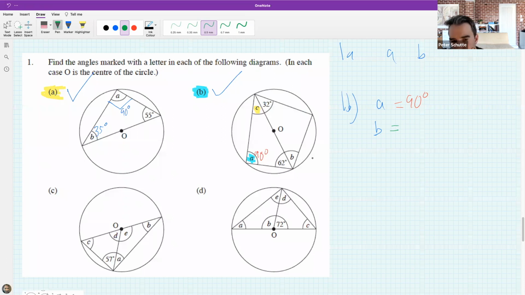I think I'm just going to use the triangle. I'll go 180 minus 90 minus 62, and I should get 28. No, yeah, 28. It's not B, it's C, that's 28. Can someone help me by explaining how I get B?